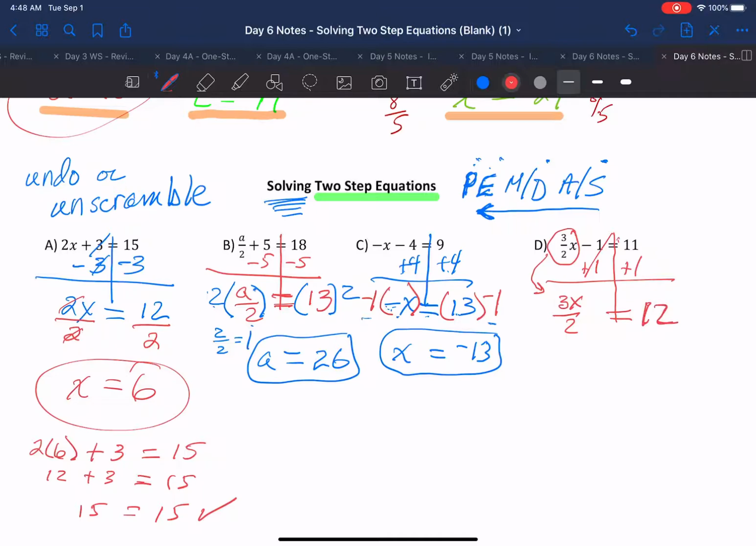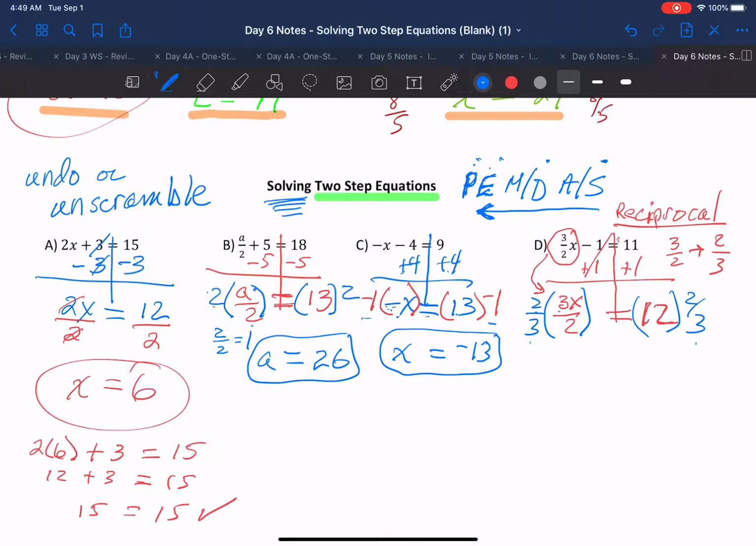Now, if I want to get rid of 3 halves, I multiply by the reciprocal. Remember that word from 8th grade math or your last math class? Reciprocal. There's an i right there. Okay? And the reciprocal of 3 halves is 2/3. So here's what I'm going to do. I'm going to multiply this side by 2/3, and I'm going to multiply this side by 2/3, because in algebra, whatever we do to the left side, we have to do to the right side. Okay? We can multiply by anything we want as long as it's not 0.